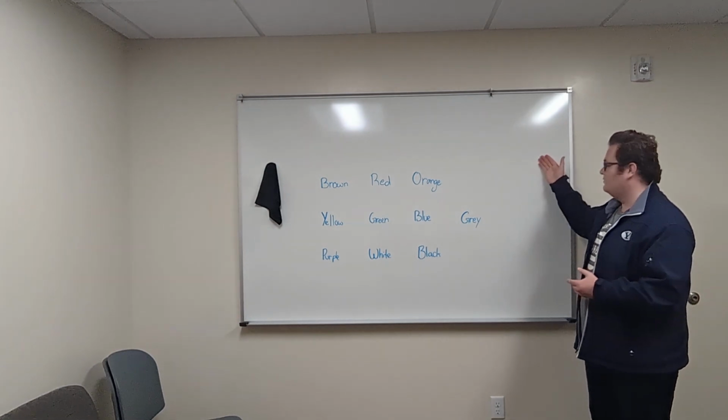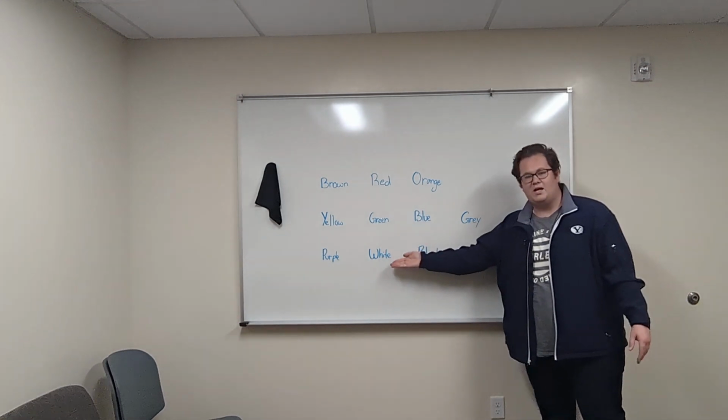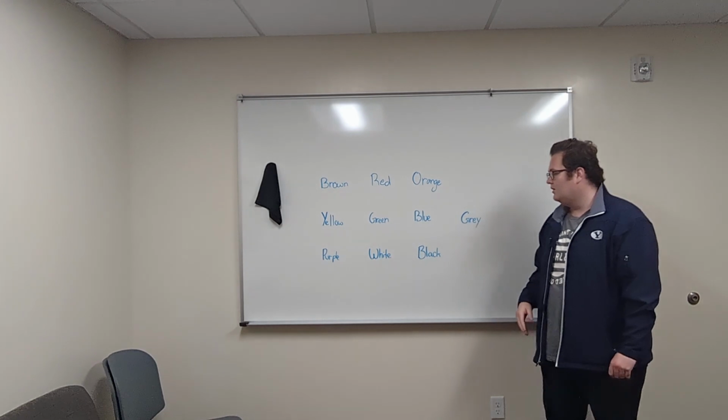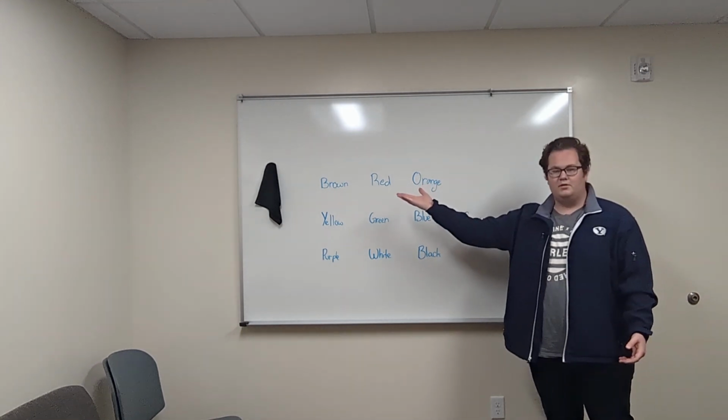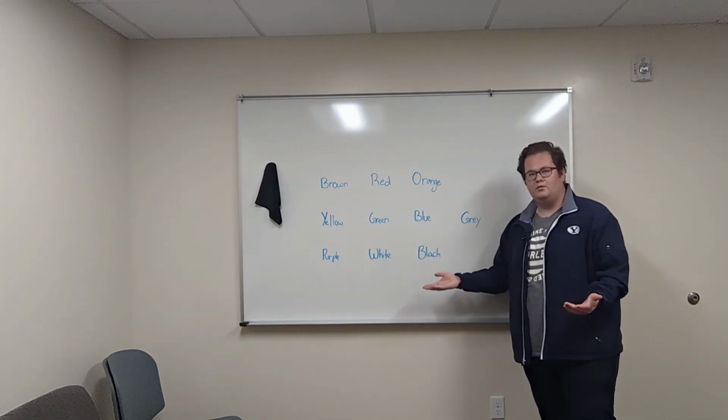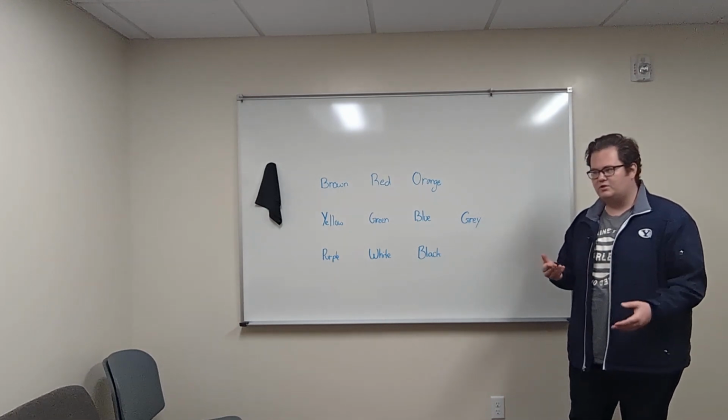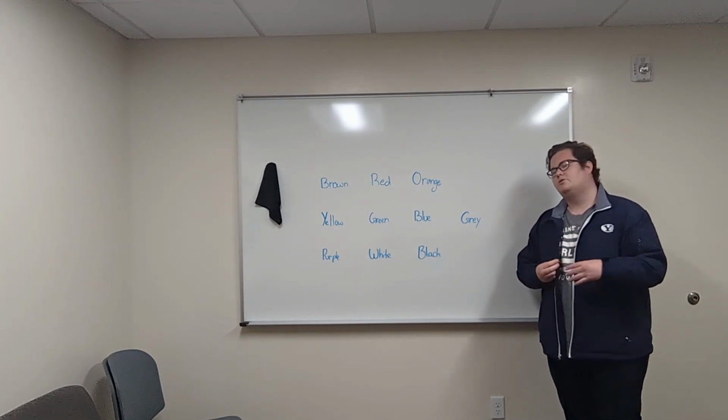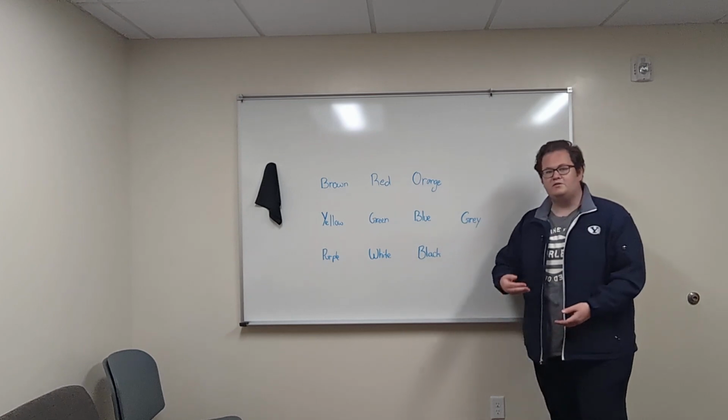What is the color of this board? First one to tap white gets a point. What is the color of the rack? First one to tap black gets a point. What is the color of the sky? What is the color of Joanne's shirt? What is the color of my shoes? And so on and so forth.